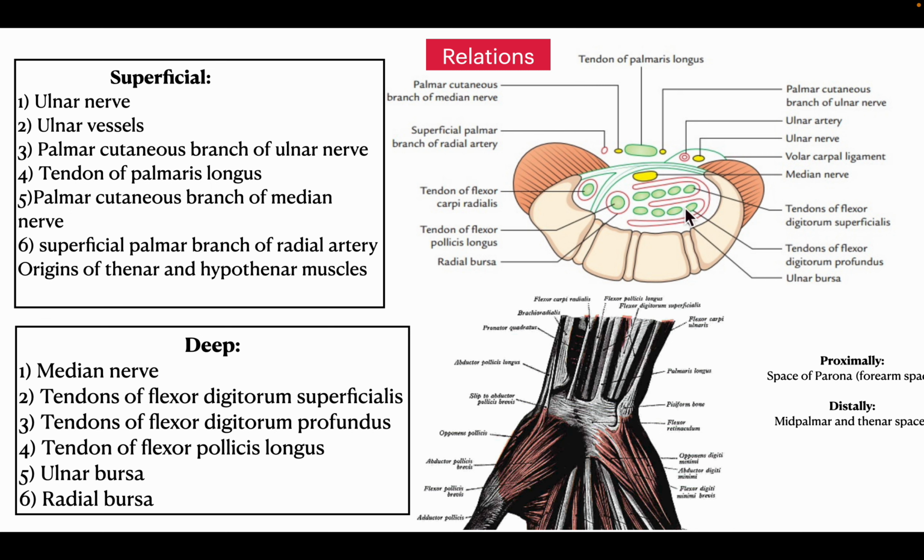Similarly, the structures passing deep to the flexor retinaculum are the median nerve, tendons of flexor digitorum superficialis, tendons of flexor digitorum profundus, tendon of flexor pollicis longus, ulnar bursa and radial bursa.